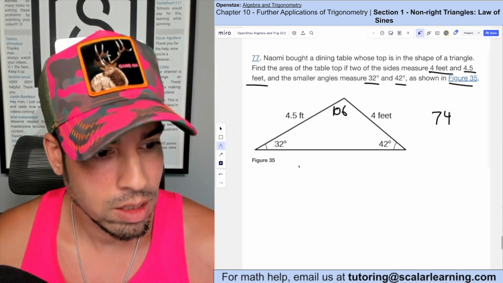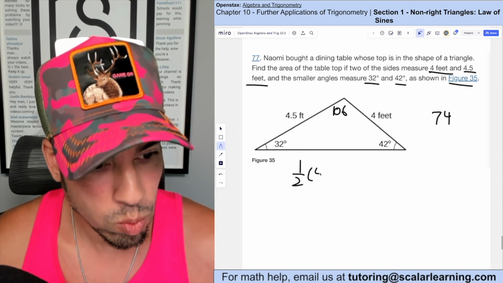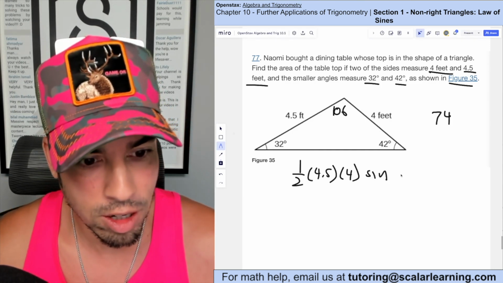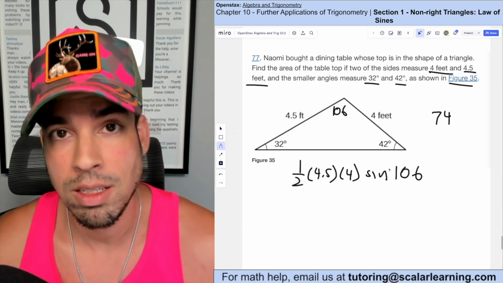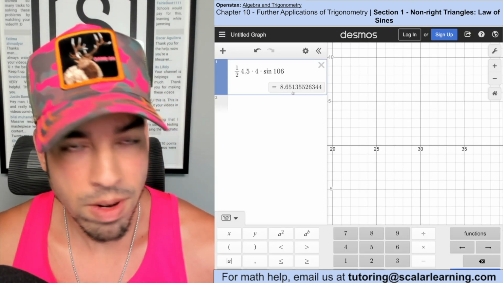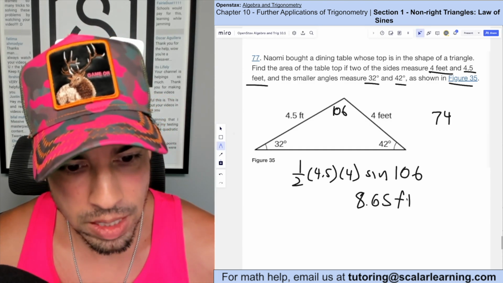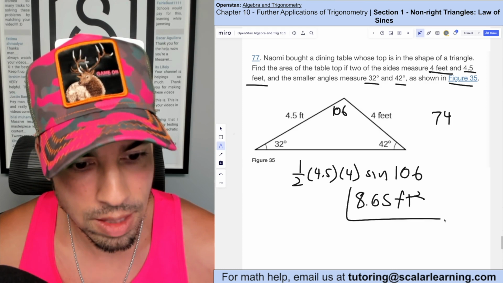Okay. Now we can say 1/2 times one of the known sides times the other known side times sine of the included angle, and let's plug that into Desmos. And we get 8.65 to the nearest hundredth, so that would be 8.65, and again, it's feet squared because that was in feet. That's how you do it.